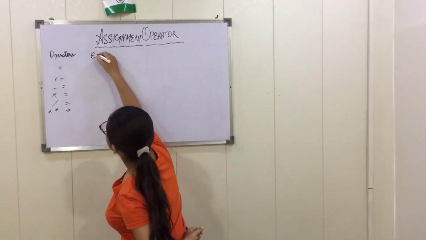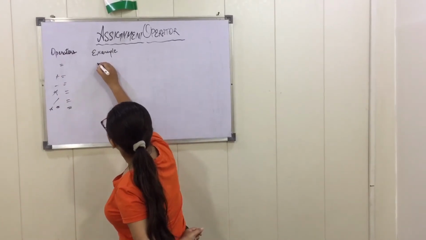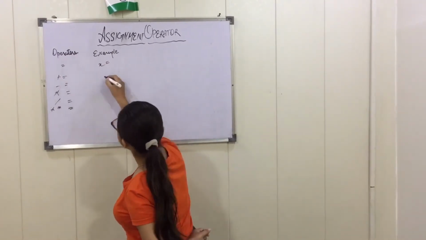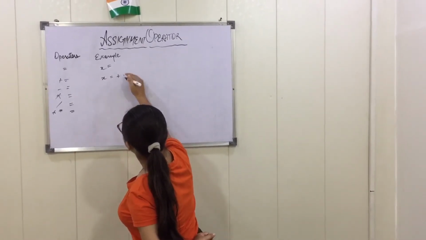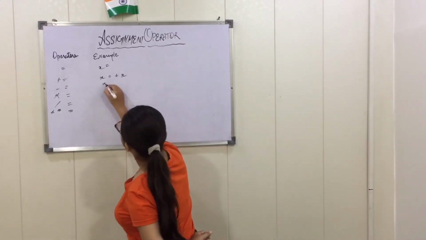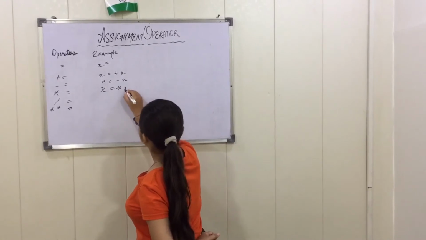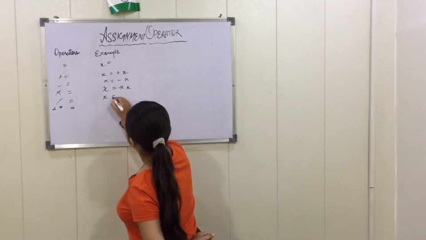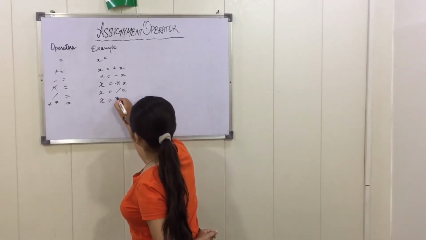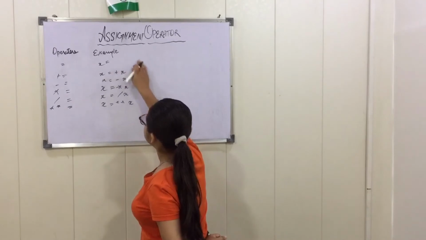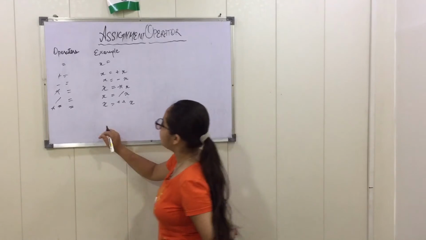For example, it can be used as x equals to, x plus equals x, x minus equals x, x multiply equals x, x divide equals x, and the last one x exponential equals x. So these are the examples. Now we'll use these examples with variables.